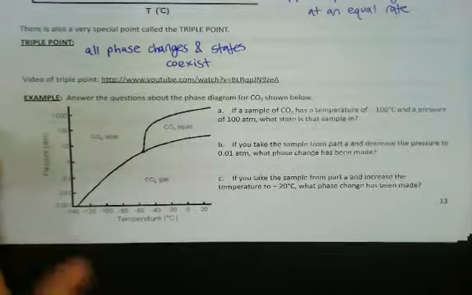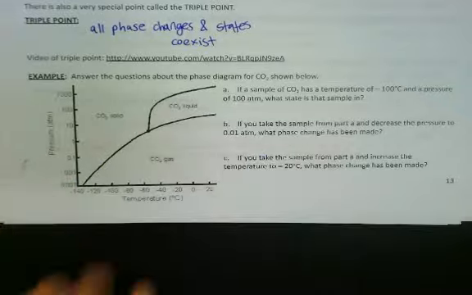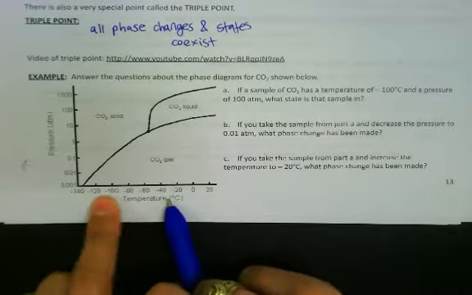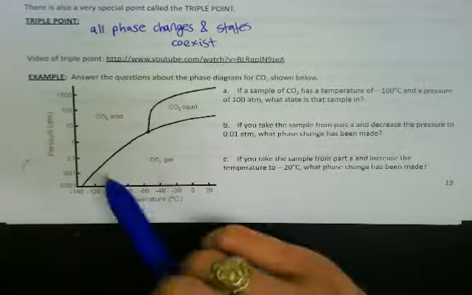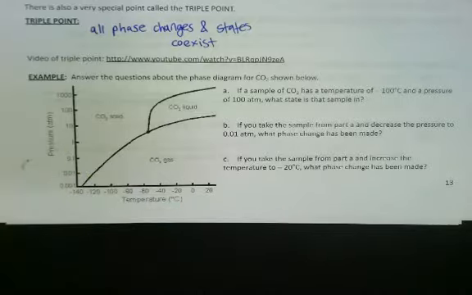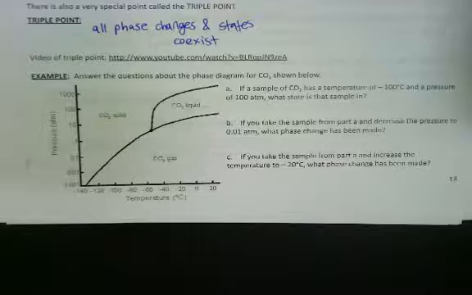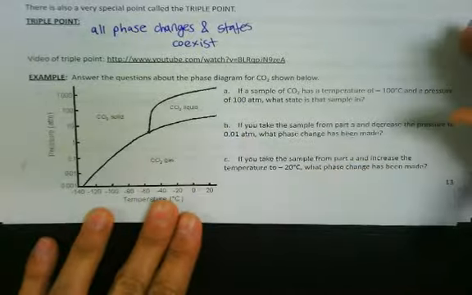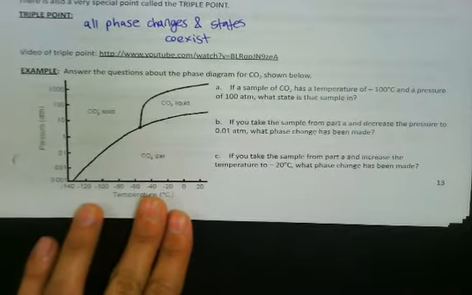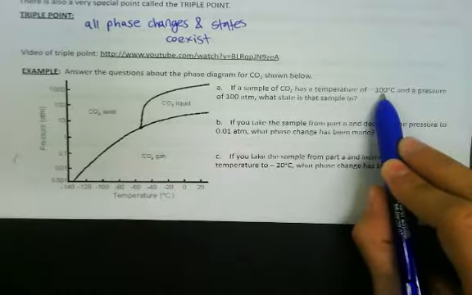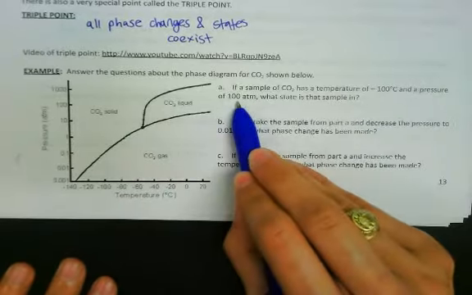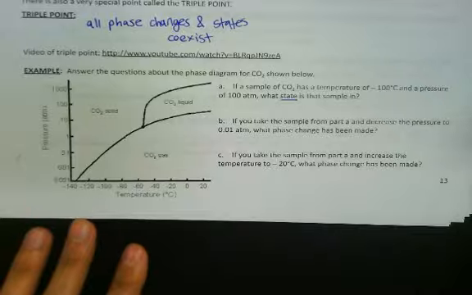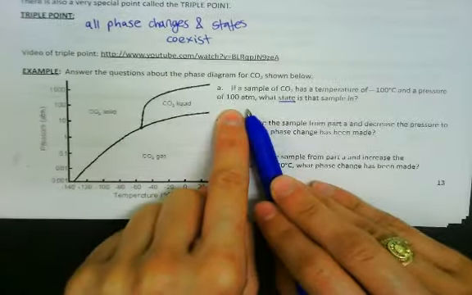Moving on down here, what I want y'all to do is take a look at this CO2 phase diagram. You can see now we have labels for temperature and pressure on the x-axis and the y-axis, since this is specific to carbon dioxide. Letter A asks if a sample of CO2 has a temperature of negative 100 degrees Celsius and a pressure of 100 atmospheres, what state is that sample in? This is a case of just finding the values and lining them up.